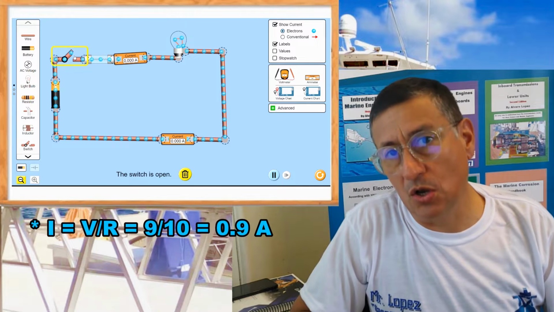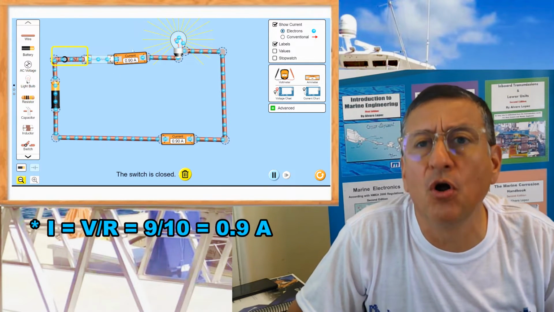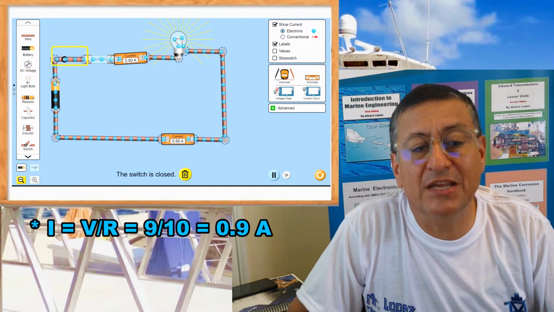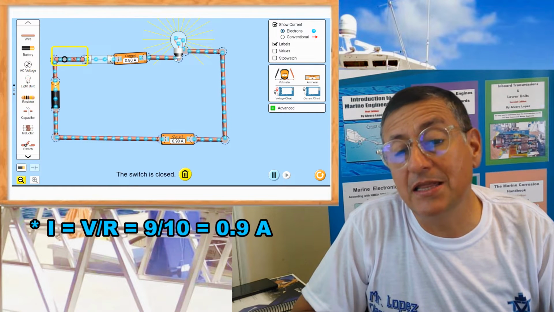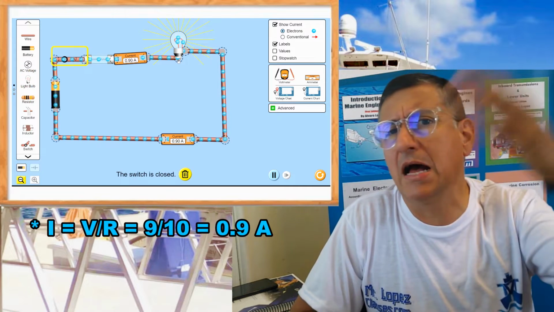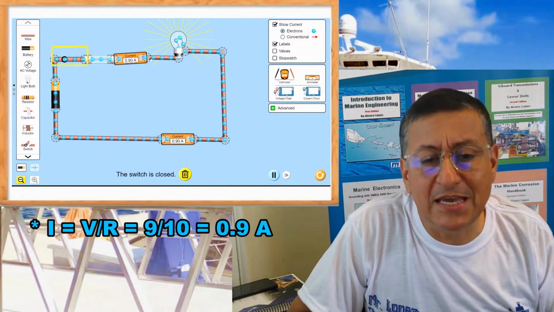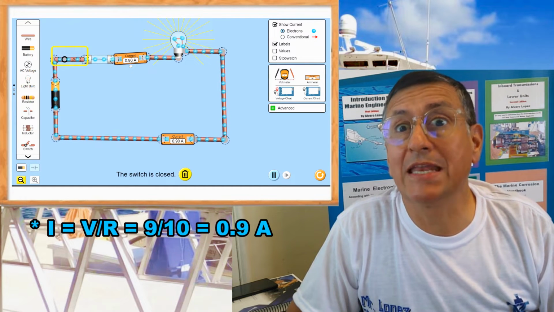I am going to close the switch, and yes, I have 0.9 amps in the positive cable, the red one. The red one is coming from the positive terminal of the battery and enters the positive conductor of the load. Motor or light is the load. This is the positive, this is the red cable, and the current is 0.9.